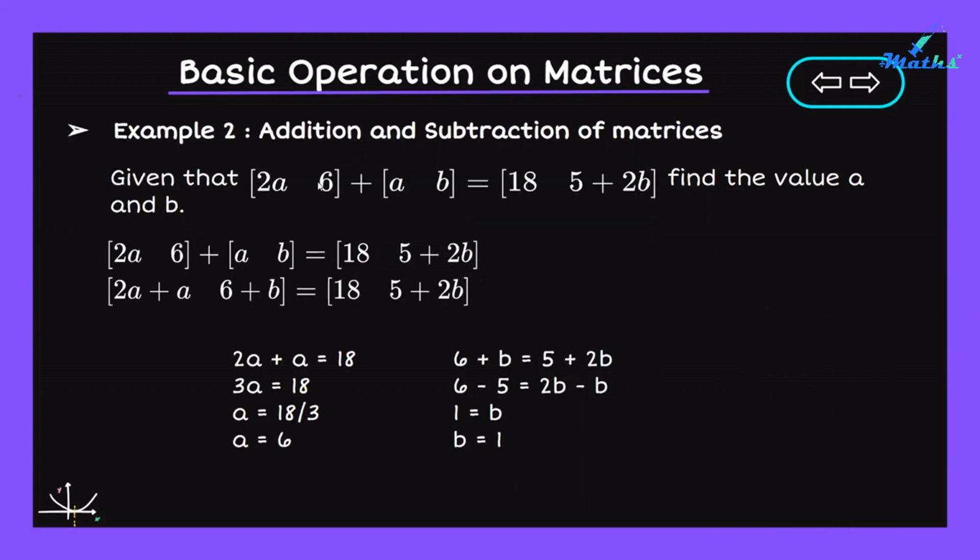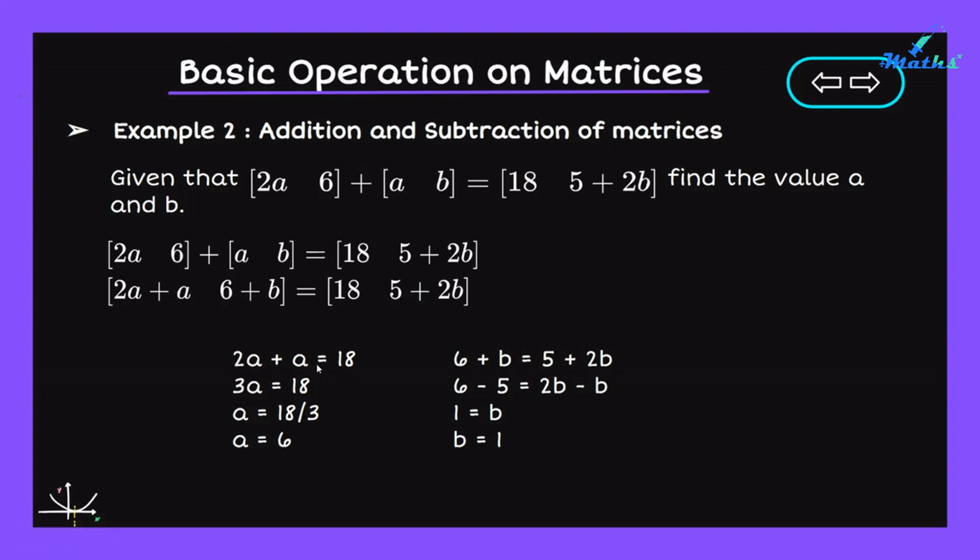Given that this matrix and this matrix equals to this matrix, find the value of A and B. The result is 2A, 6, AB, 80, 5 plus 2B. So first we add these two matrices together because the order of matrix is the same, so we can add it together. So 2A plus A, 6 plus B. And then we take it out.